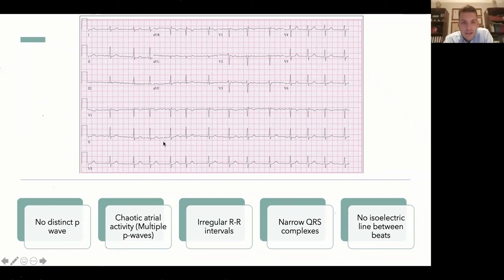So, can we see distinct P waves? No, because there's this mess. Here, let's go. We said P waves lead to a QRS. This is a mess. Are these multiple P waves or what? No, it's not a proper P wave preceding every single QRS, right? This is not the case. There are no proper P waves. There are many of them.